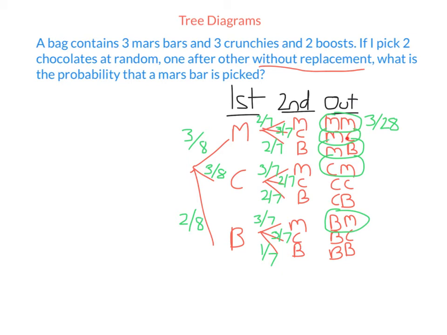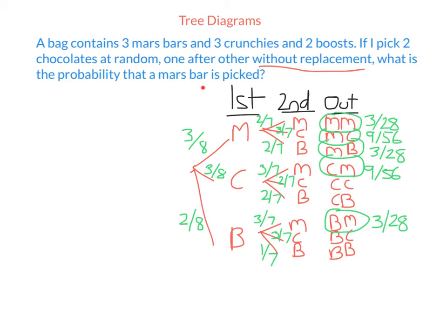So the probability of a Mars bar then a Crunchie is 9/56. It's 3/8 times 3/7. So the probability I get a Crunchie then a Mars bar is going to be the same. 3/8 times 3/7 is 9/56. So the probability I get a Mars bar then a Boost, 3/8 times 2/7, that gives me 3/28, and this one will be the same. 2/8 times 3/7 is 3/28.